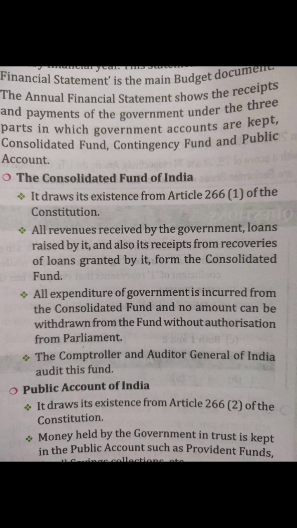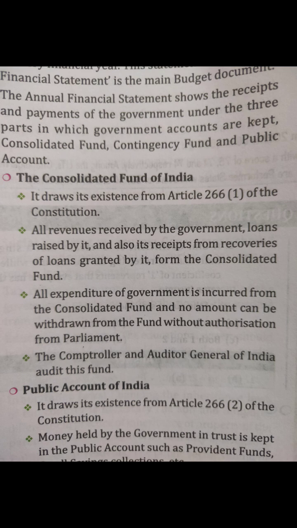3. Recoveries of loans granted by the government. If the government lends money to someone, like a state government, and they repay it, this repayment goes into the Consolidated Fund. Example: imagine you loaned 10,000 to a friend and they return it to you. That returned money goes back into your piggy bank.